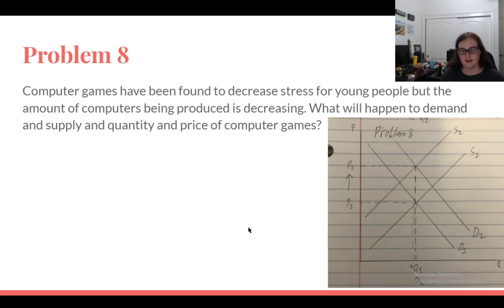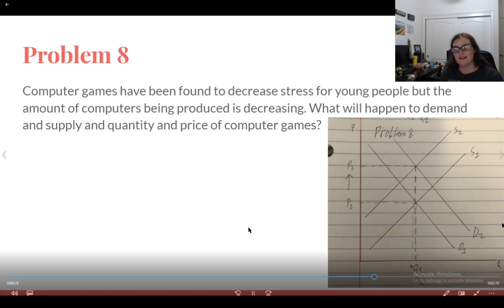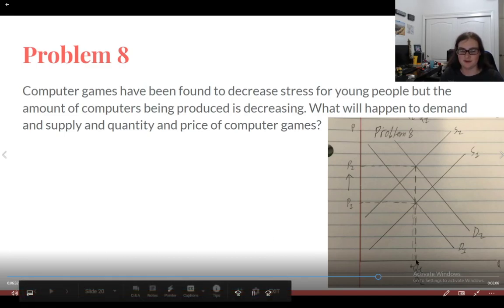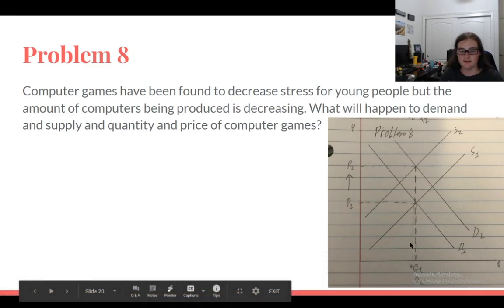In this, you can barely see it because of the way I drew it, but the quantity is decreasing by a very small margin. If you see there, it's very, very small. I had to redraw it. But the price goes up, as you can see there.